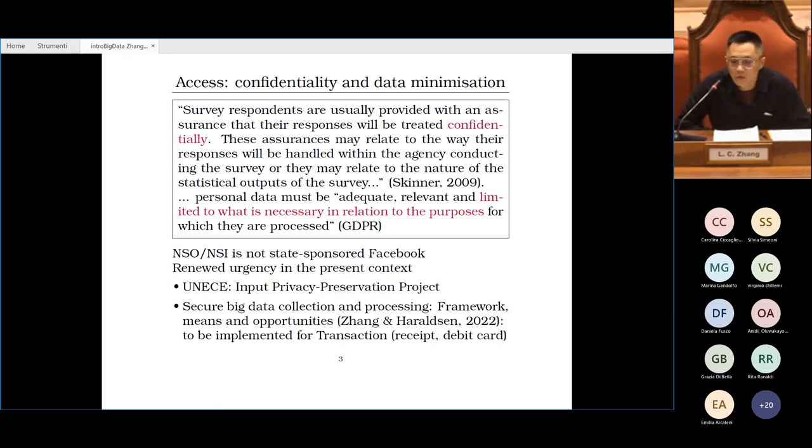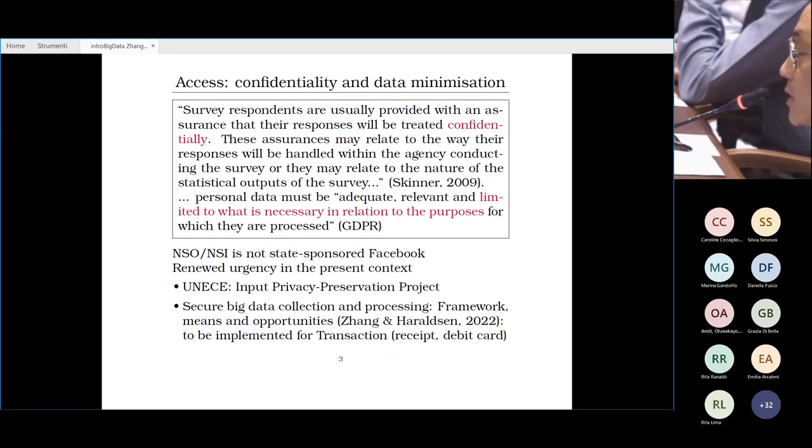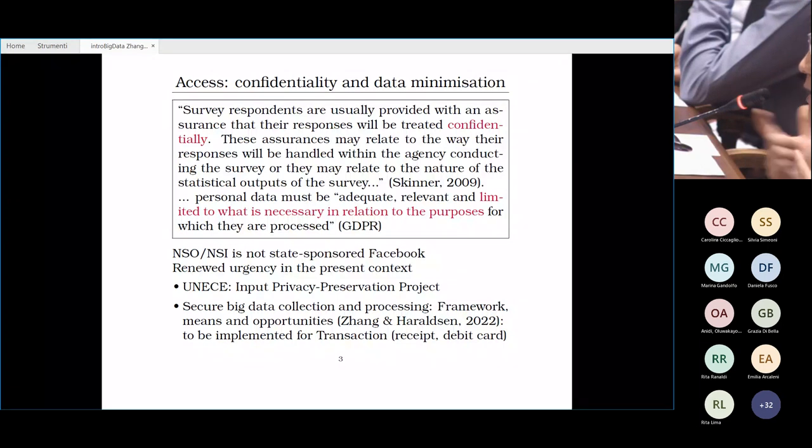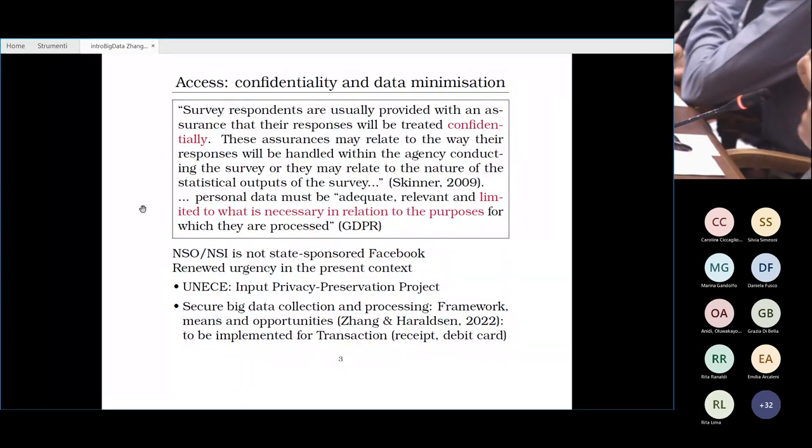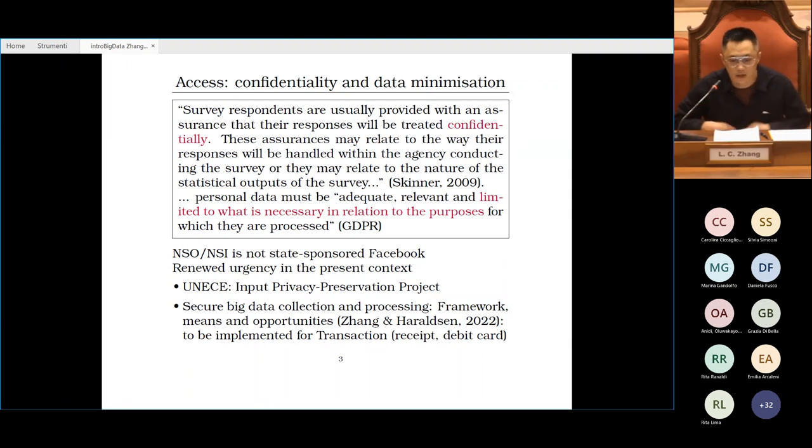UNECE, for example, has already organized an input privacy project. And yesterday I talked to Fabio, and he mentioned some Eurostat effort doing conceptual work. I think this is receiving more and more attention internationally. I referred to one paper recently in Series A, in honor of Chris Skinner, that I wrote: secure big data collection and processing framework means opportunities. The system we built there will be implemented for transaction data, receipts and debit card. You want to link them and then make statistics out of them, so you need to have a system for that. Thank you. Move on, please.